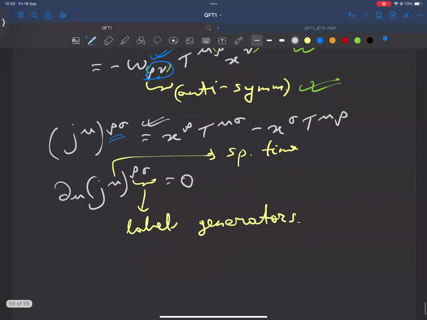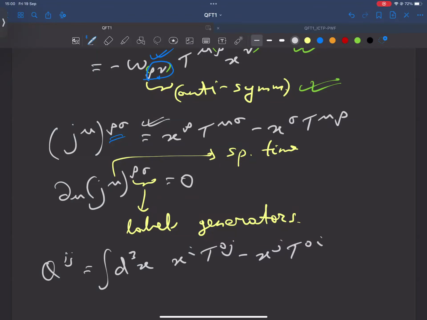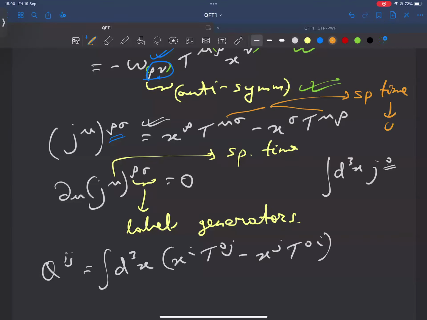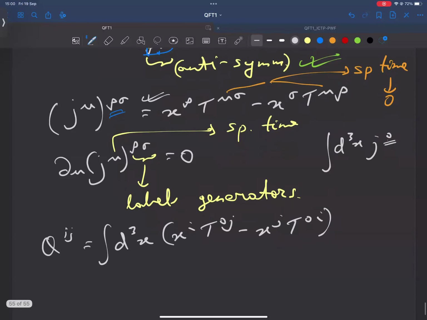Now we can define conserved charges. So Q^{ij}, again in the usual way, will be the integral of x^i T^{0j} minus x^j T^{0i}. Recall that conserved charges are obtained by putting the space-time index to 0. What was the space-time index here? Mu. So we set that to 0, and that gives you the conserved charge.